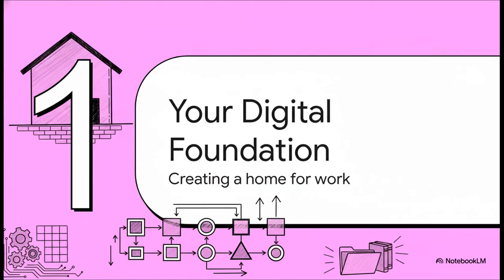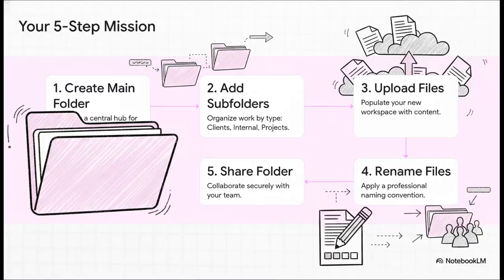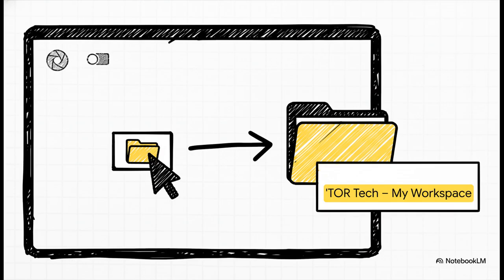Okay, first things first. Every single file you work on is going to need a home. I want you to think of this as laying the foundation for a house. If you get the structure right from the very beginning, everything else just kind of falls into place. So here's our game plan, our mission. It's just 5 simple steps. We're going to create the main structure, organize it with subfolders, drop some files in, give those files professional names, and then share it properly with the team. Simple, clear, and super effective. Okay, let's actually do this.